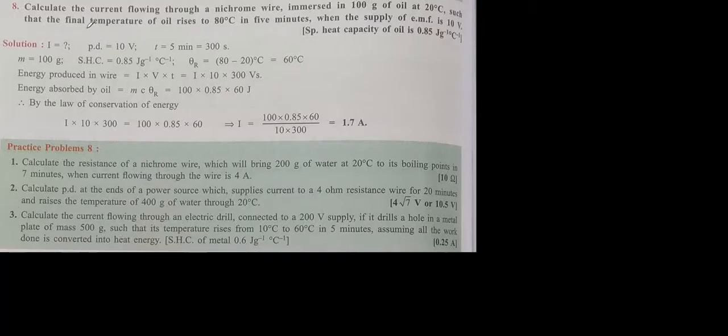So here you see there is an example done for us, and then we'll start with practice problem 8. I am going to solve question number 1, 2 and 3. You have to solve it. Calculate the current flowing through a nichrome wire immersed in 100 grams of oil at 20 degrees centigrade such that the final temperature of oil rises to 80 degrees C in 5 minutes. So in 5 minutes it is going to rise to 80 degree centigrade.